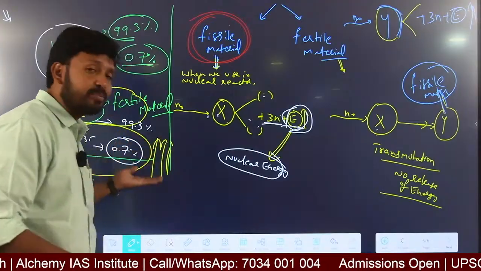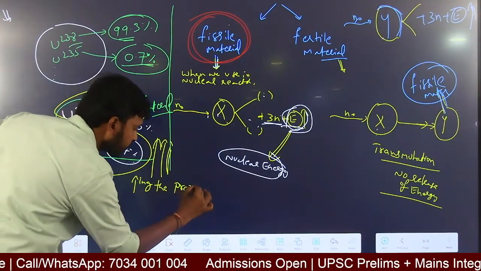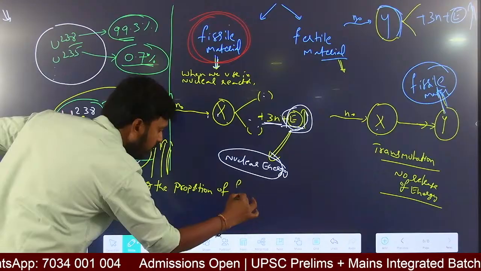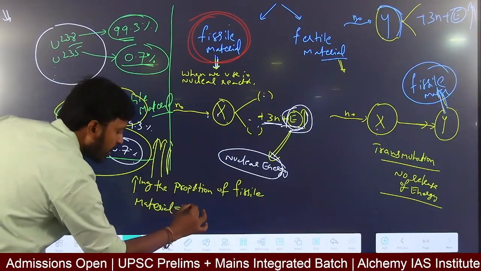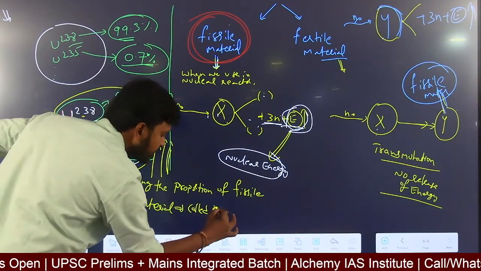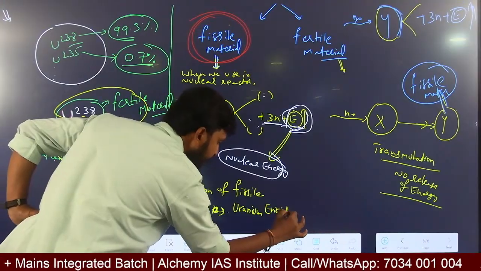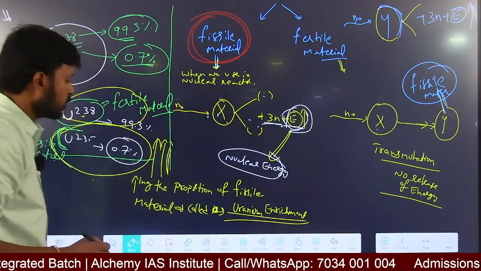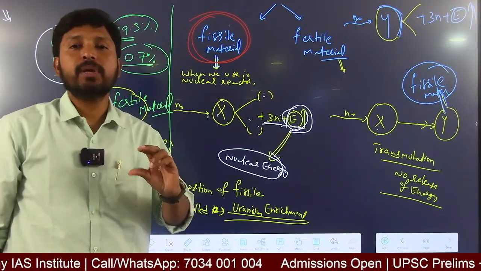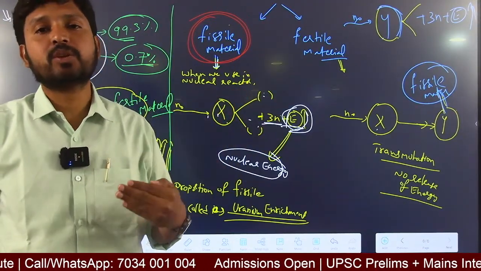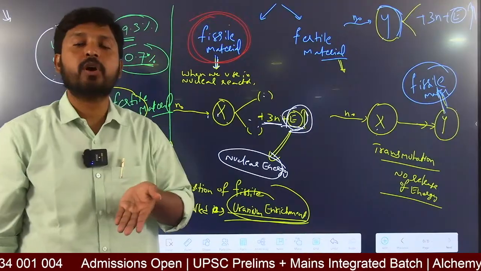So I'll write here: increasing the proportion of fissile material is called uranium enrichment. What is this? It is increasing the proportion of fissile material in the natural uranium. I'll discuss uranium enrichment also, how we increase the proportion of fissile material, that we will see.